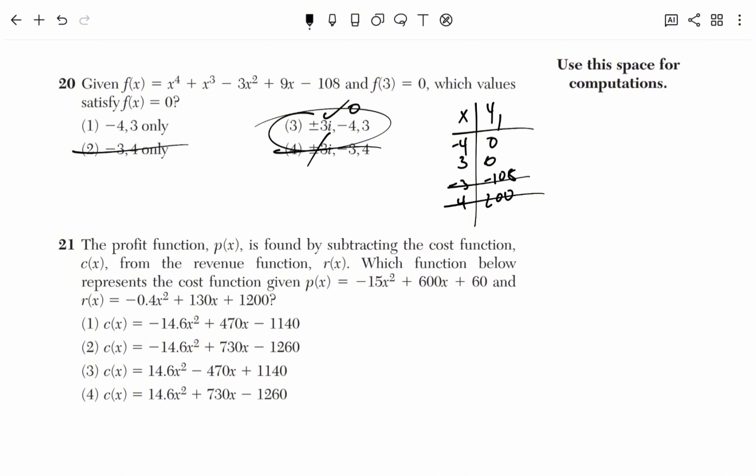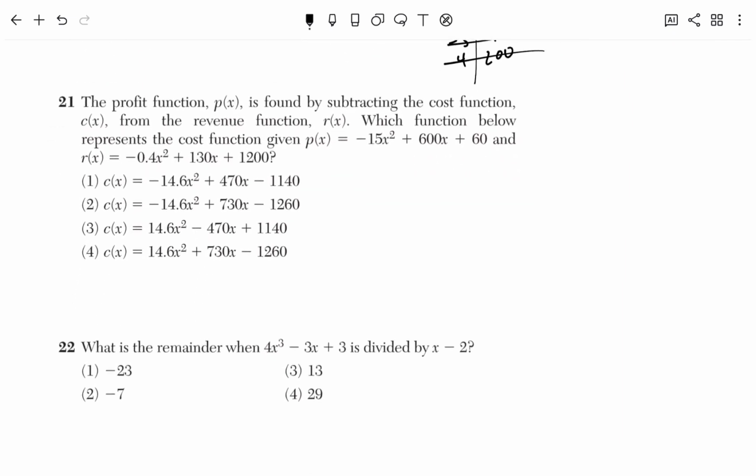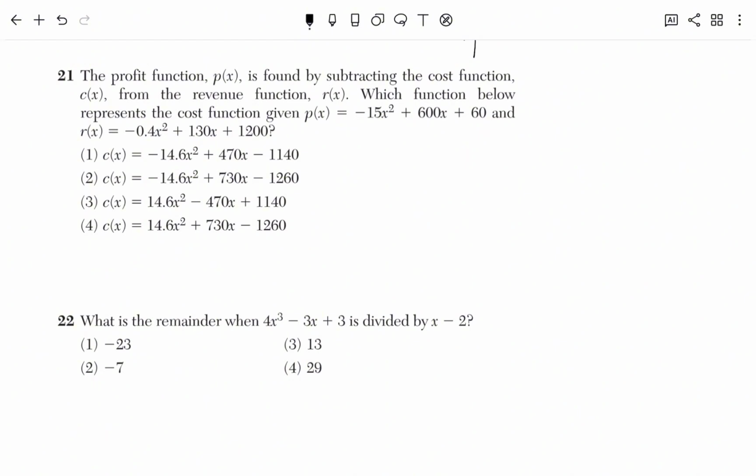I try to make sure I'm always checking because I know the test is approaching really soon, so I want to help you guys as much as possible. We're almost done. So, question 21.